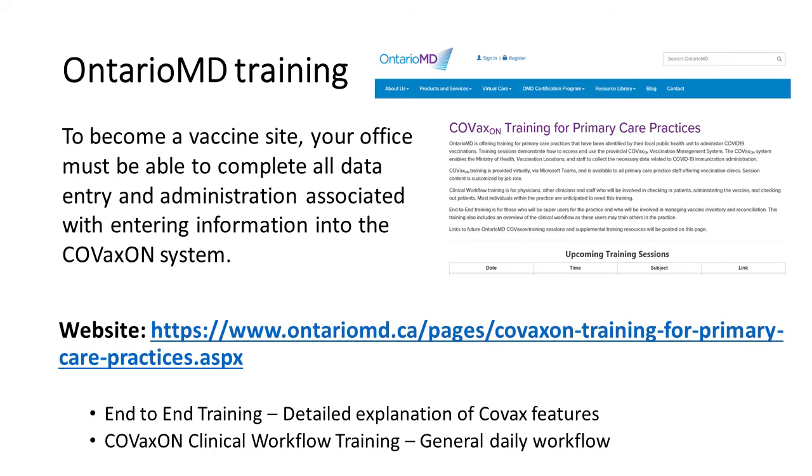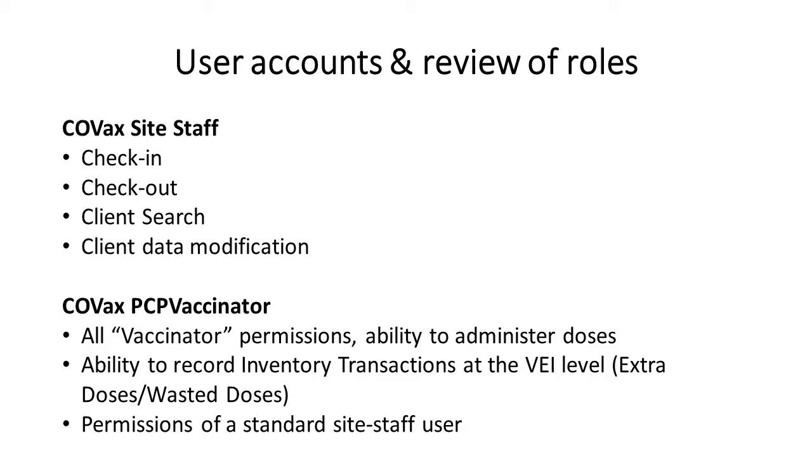Moving forward here, we have the user accounts and review of the roles. So the two roles that you're going to be assigned are either going to be a COVax site staff or a COVax primary care vaccinator. The primary care vaccinator role is a recent addition to COVax. So they've now actually put these roles in their own group. They are different from the roles within our mass immunization sites.